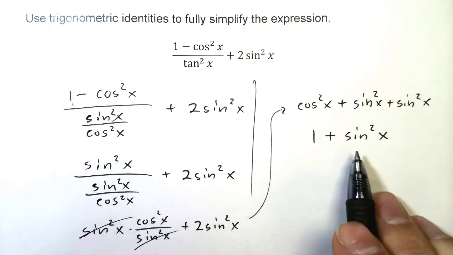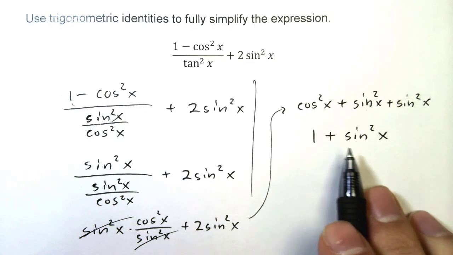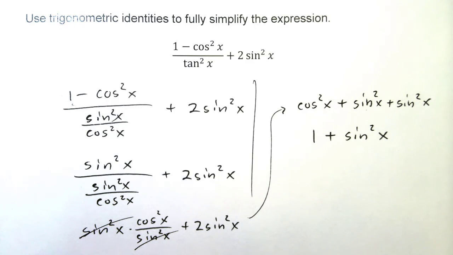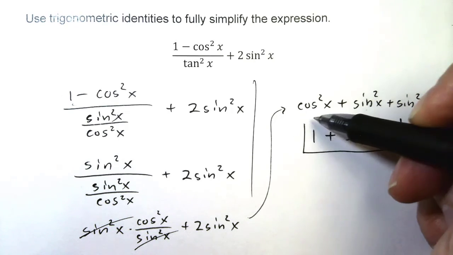And I think that's as good as I can do. If you look through the identities, I don't see anything there that's going to help us anymore. So this is our final answer.